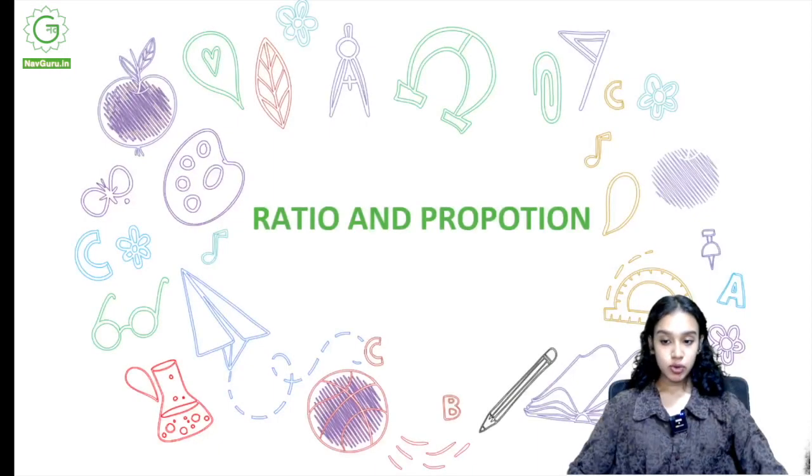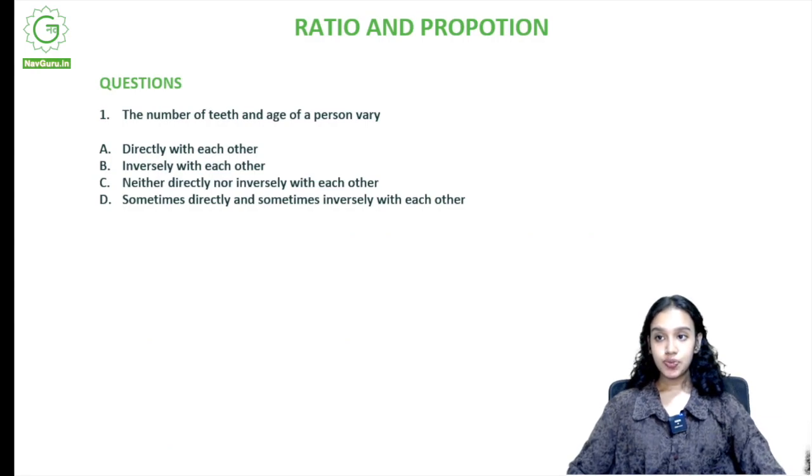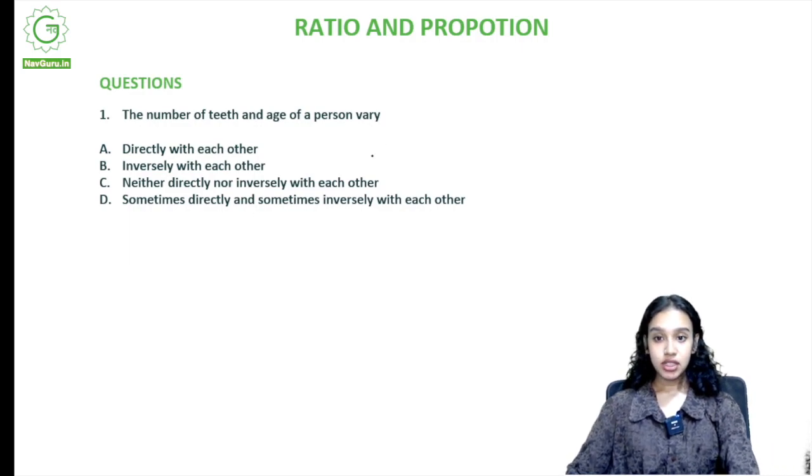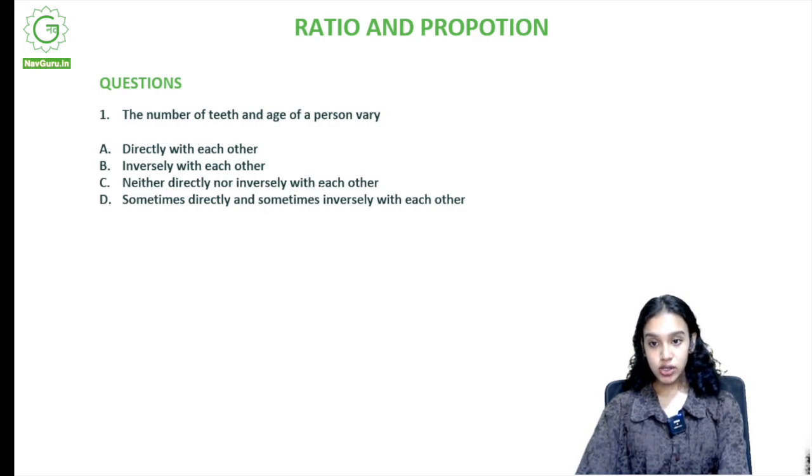Let's solve some questions from the chapter Ratio and Proportions. The number of teeth and age of a person vary directly with each other, inversely with each other, neither directly nor inversely with each other, or sometimes directly and sometimes inversely with each other. So, here this is a very funny question.